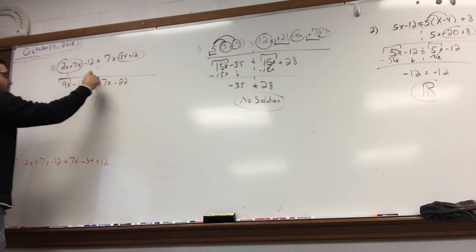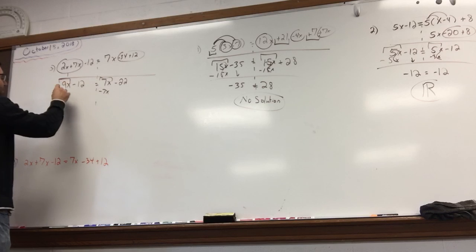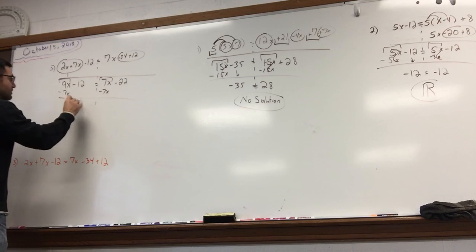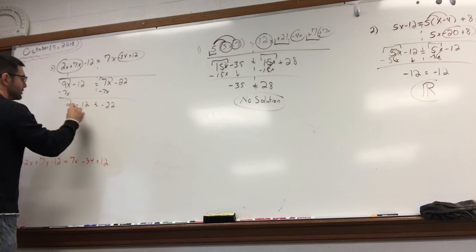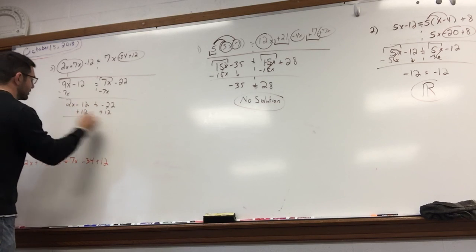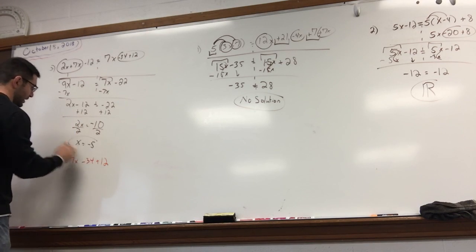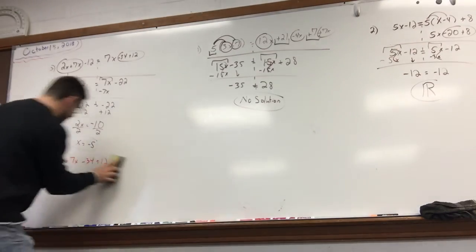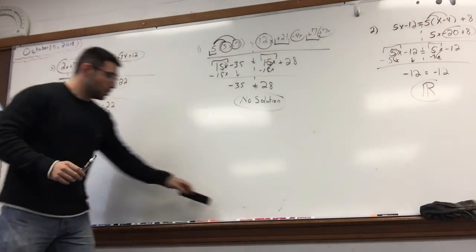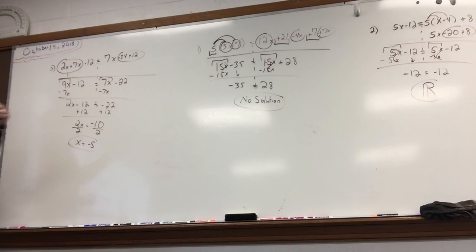Okay. 7x is smaller, so I subtract 7x from both sides. Gives me 2x minus 12 equals negative 22. I add 12. Gives me 2x equals negative 10. Divide by 2. x equals negative 5. So why did I choose these 3? Because you have a no solution, you have all real numbers, you have one solution. These types of problems will be on your next quiz/test.